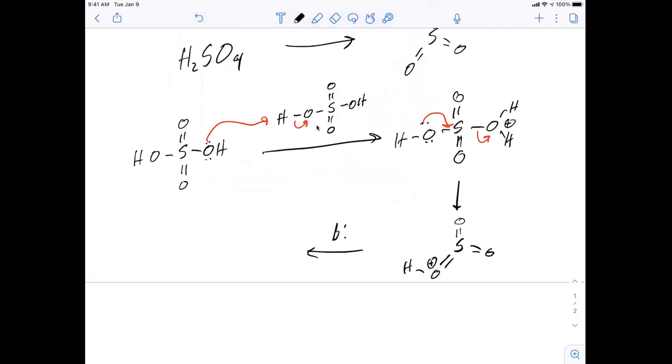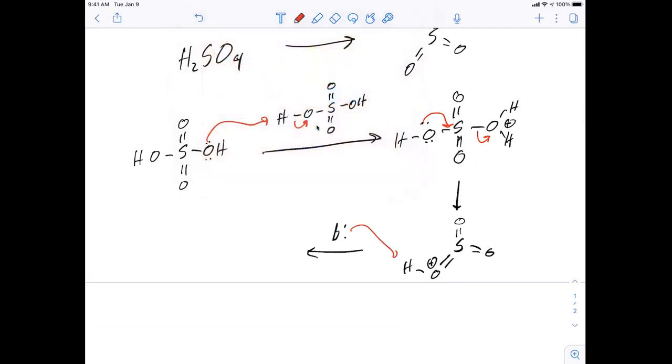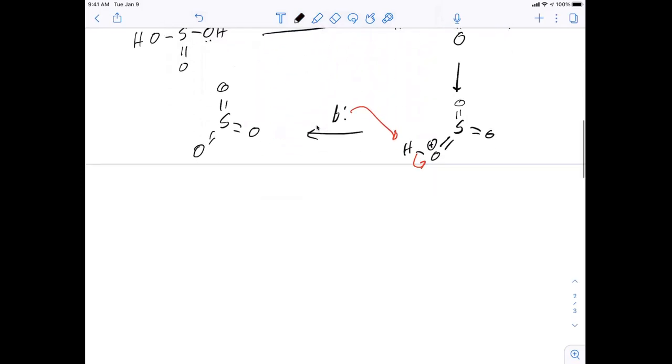And if we have some base, and again, here, anything is going to be a good base. So even the sulfonate could be a base here. So we get the proton abstraction. And that gives us our, so in hot concentrated sulfuric acid, I can create that SO3 group that we use for the aromatic sulfonation.